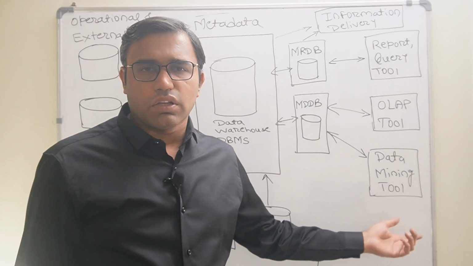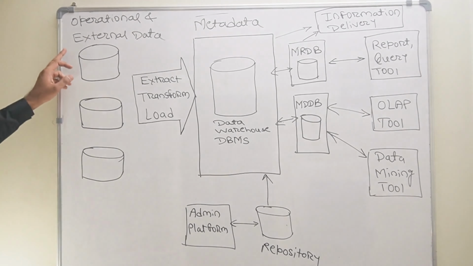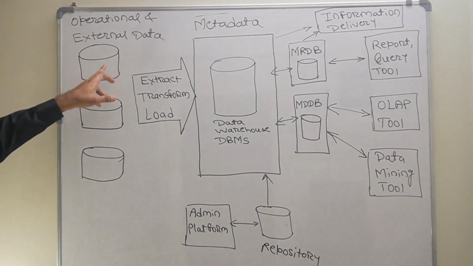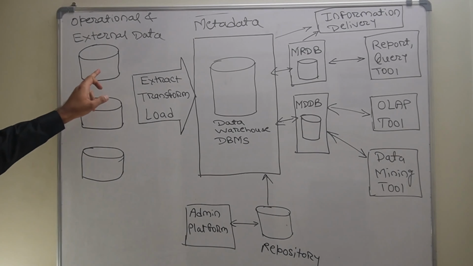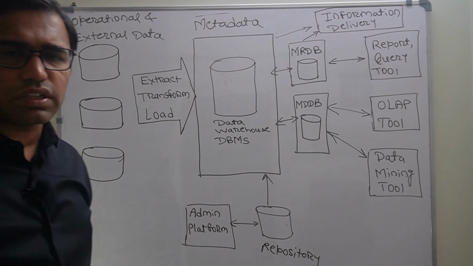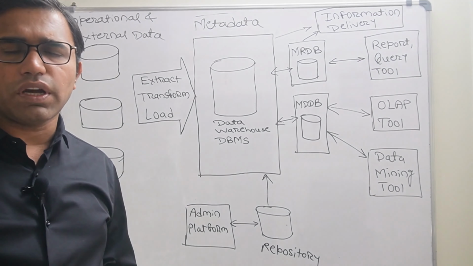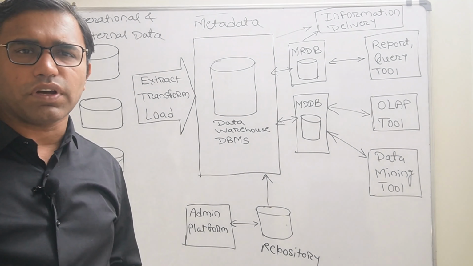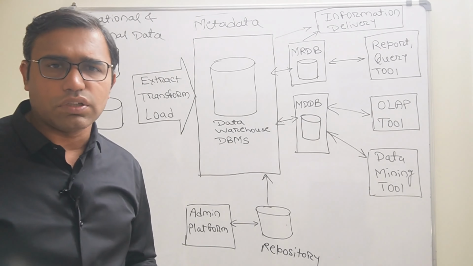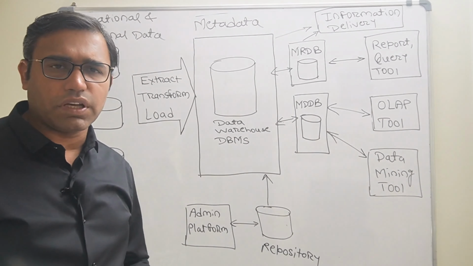To construct the data warehouse, data is needed and we have to collect the data from various sources. If you look at the left hand side, there are various types of data, operational and external data. Operational data means current transactional data. External data can be a CSV file, mainframe file, RDBMS file, any notepad file, it may be anything.